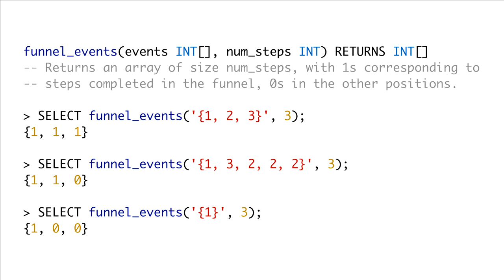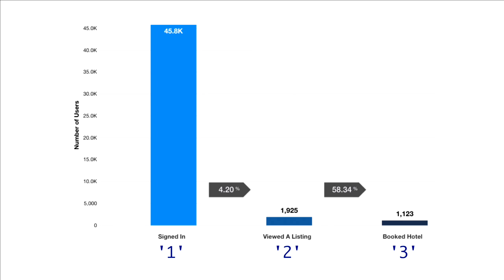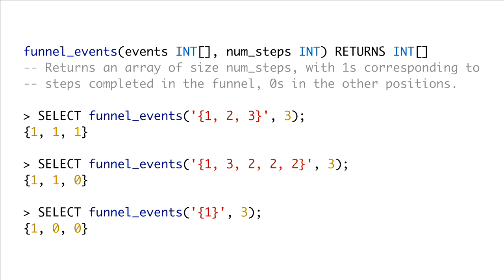So to be a little more concrete about what that might look like, you can create a C extension, we'll call it funnel events, that takes an array of events where the integer is the step in the funnel that it is. So that's 1 for sign-in, 2 for view to listing, and 3 for hotel. And we'll also take the number of steps, and it'll pop out an individual funnel result for a user where there's 1s for the steps that the user did and 0s for the steps the user didn't do.